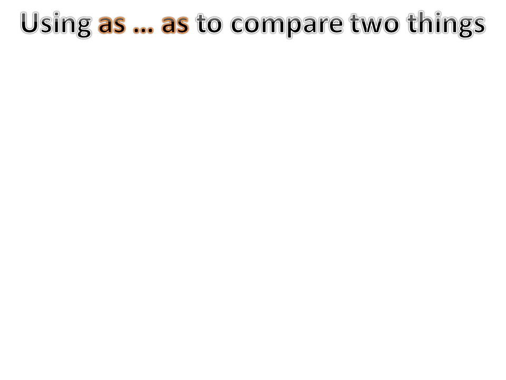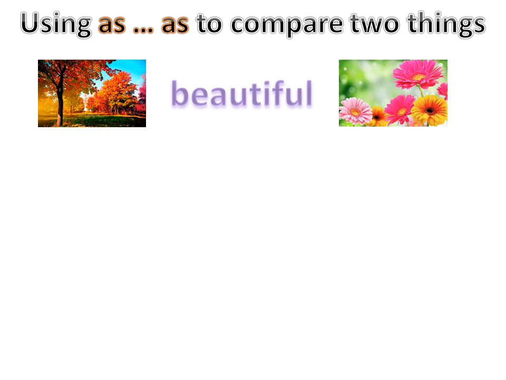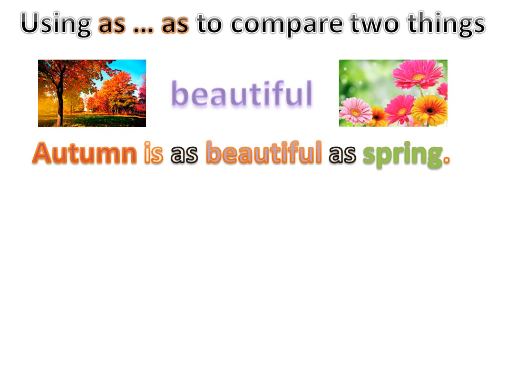So now let's take a look at how we can put all of this information together using comparisons with as. For example, if we think of the adjective beautiful, which season comes to mind? I think many people will think of spring, but some other people will also think of autumn. So we can say autumn is as beautiful as spring. This suggests that autumn and spring are equally as beautiful.